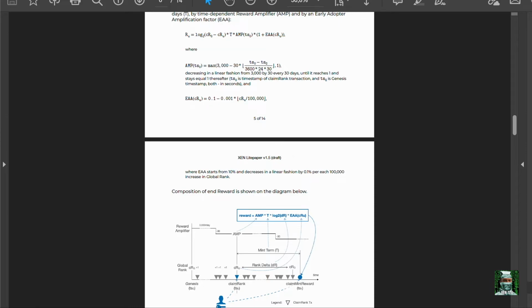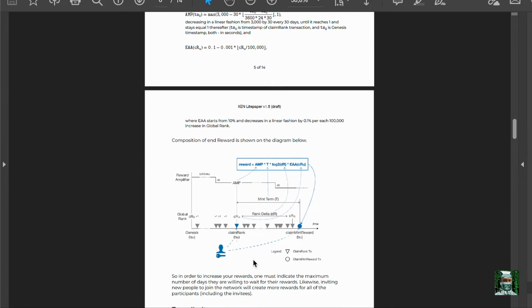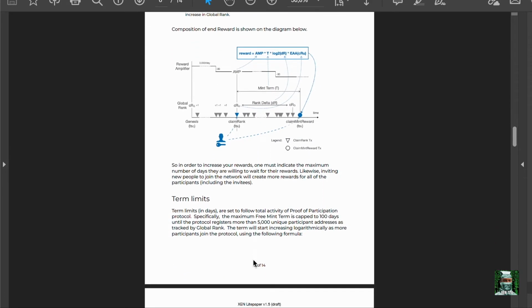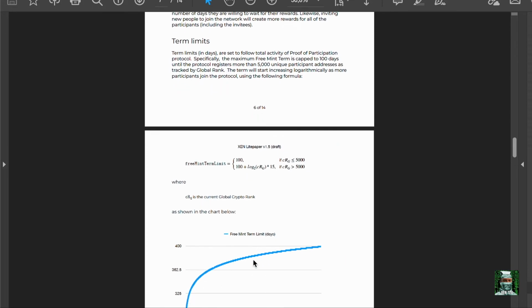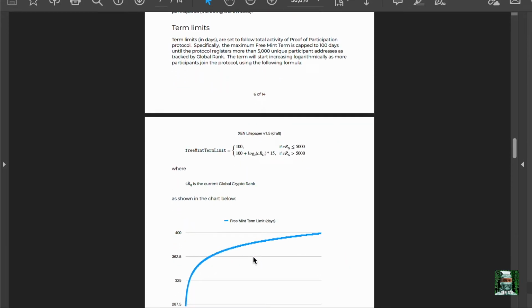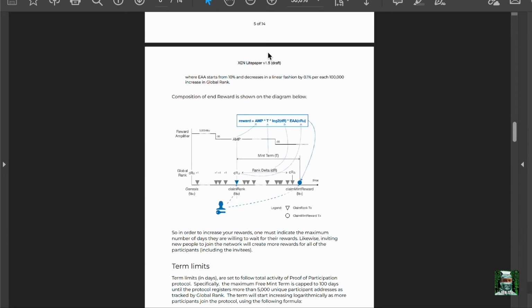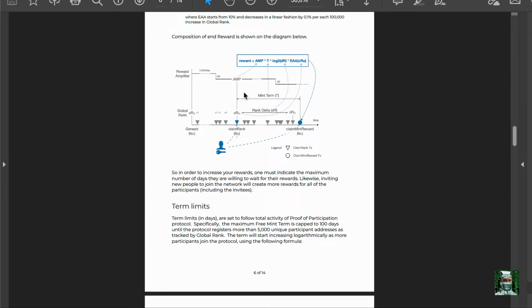So what else? Let's continue. Let's talk about term limits. So what is term limits? We talked about it here, right? This is the mint term. So now we're gonna focus in on this part, the mint term here.